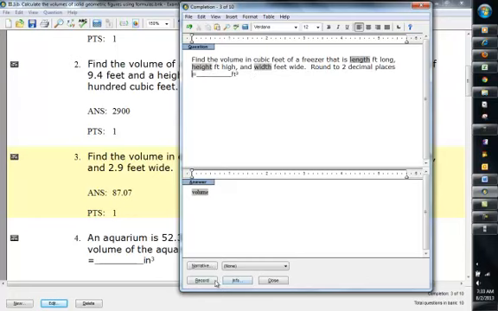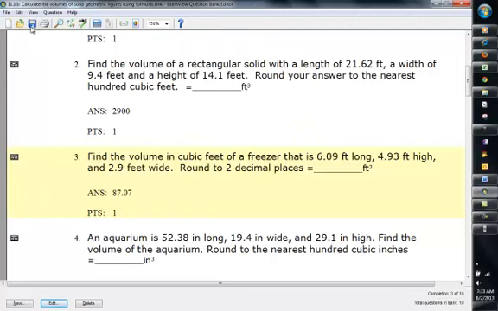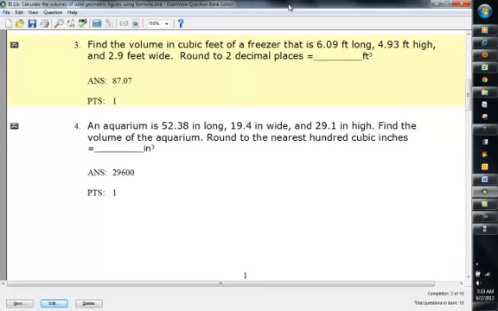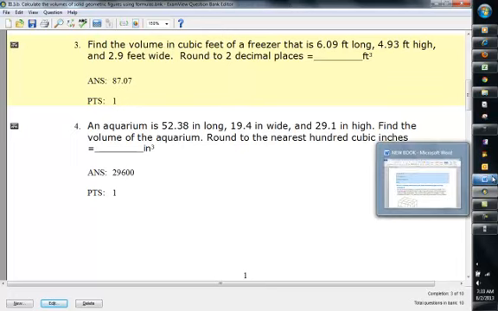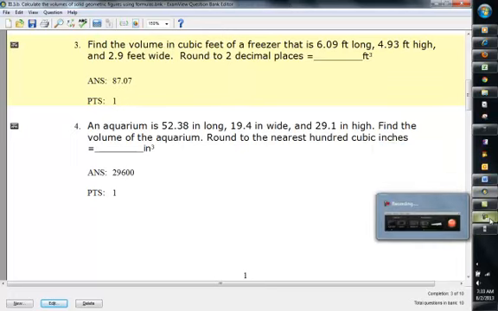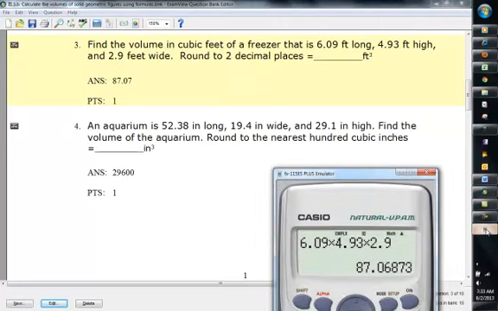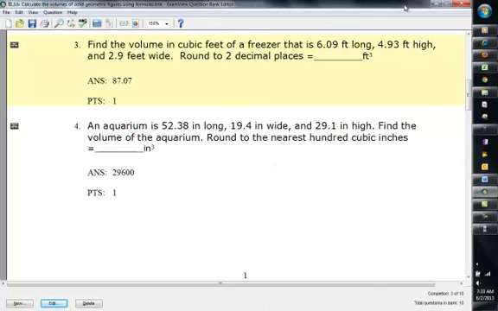Next one. An aquarium is 52.38 inches long, 19 inches wide, and 29 inches high. Another multiplication problem, 52.38 times 19.4 times 29.1, 29,570, round to the nearest 100 cubic inches, that'd be 29,600.